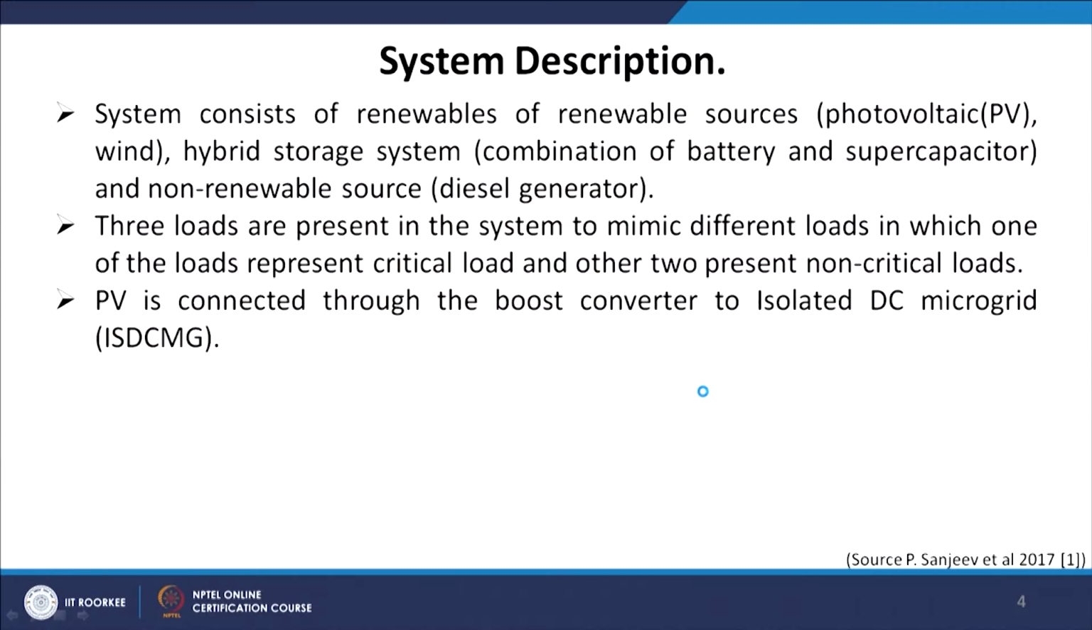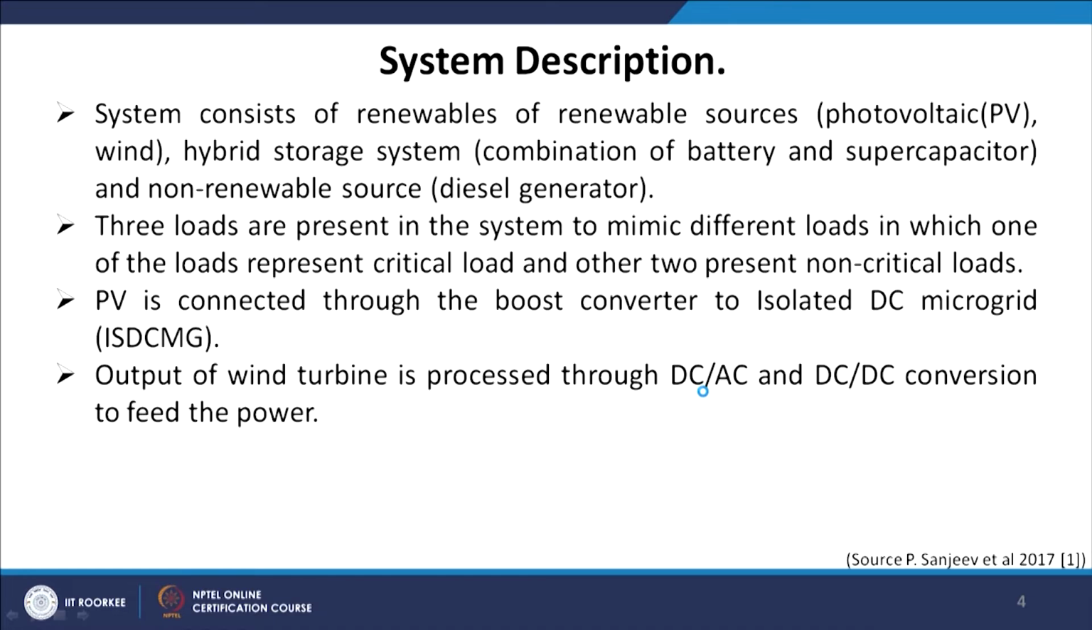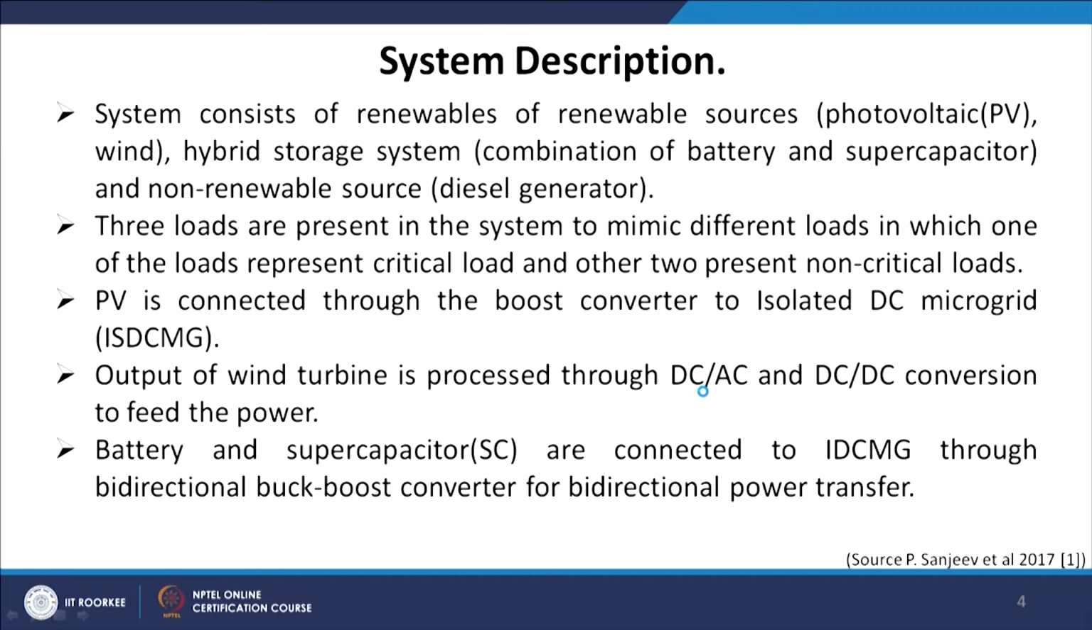Now, PV is connected through a boost converter to the isolated DC microgrid. The output of the wind turbine is processed through AC-DC, DC-DC conversion to feed power. Battery and supercapacitors are connected to the isolated DC microgrid through a bidirectional buck-boost converter for bidirectional power flow, because they can be charged or they can be discharged. The diesel generator is interfaced to my isolated DC microgrid through a controlled rectifier.